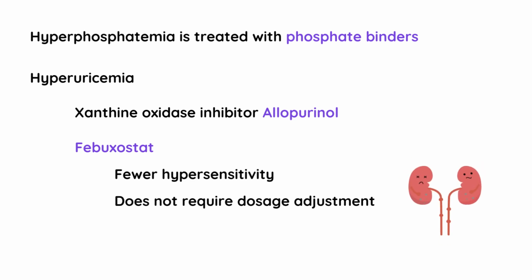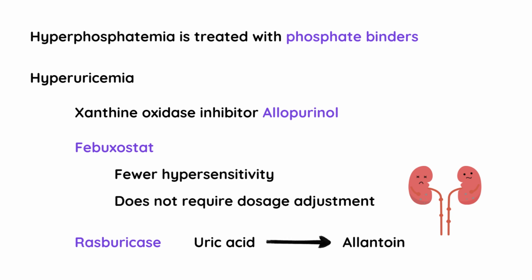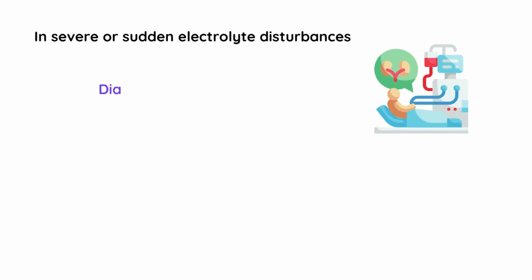In more severe cases, rasburicase may be added to treatment to convert uric acid to the more soluble allantoin. It can then be easily excreted from the body. In severe or sudden electrolyte disturbances, dialysis is used.